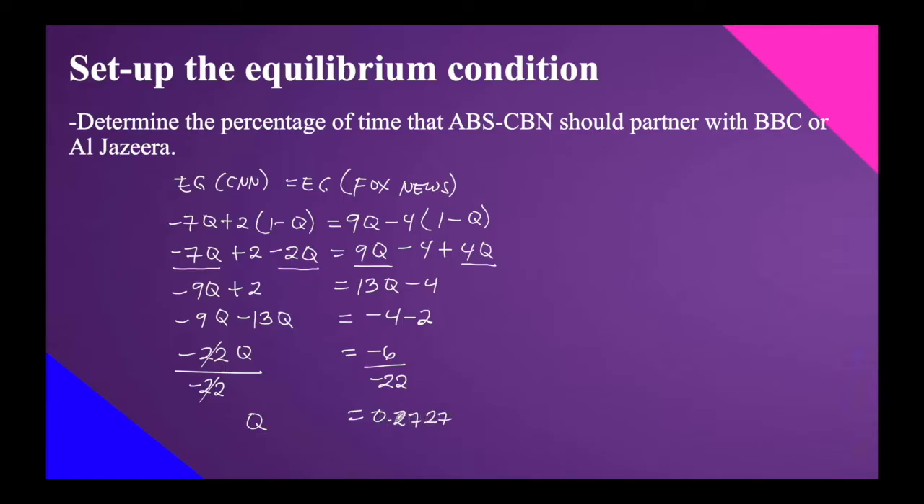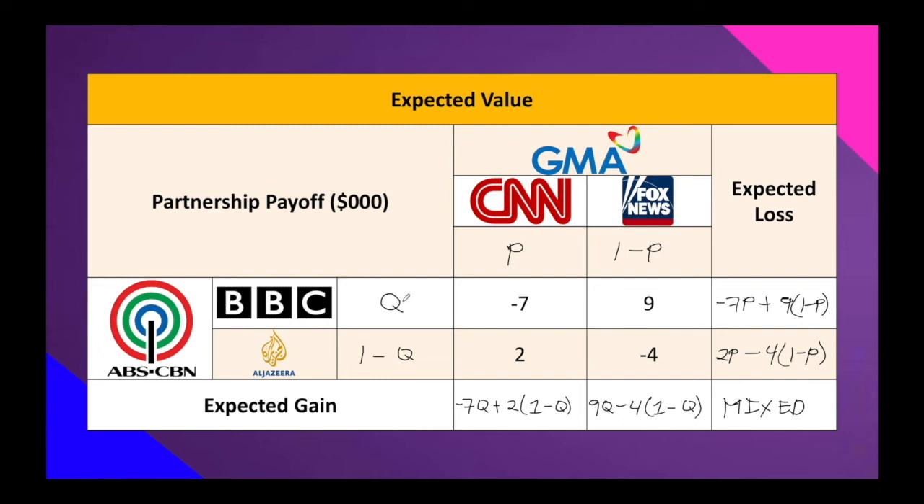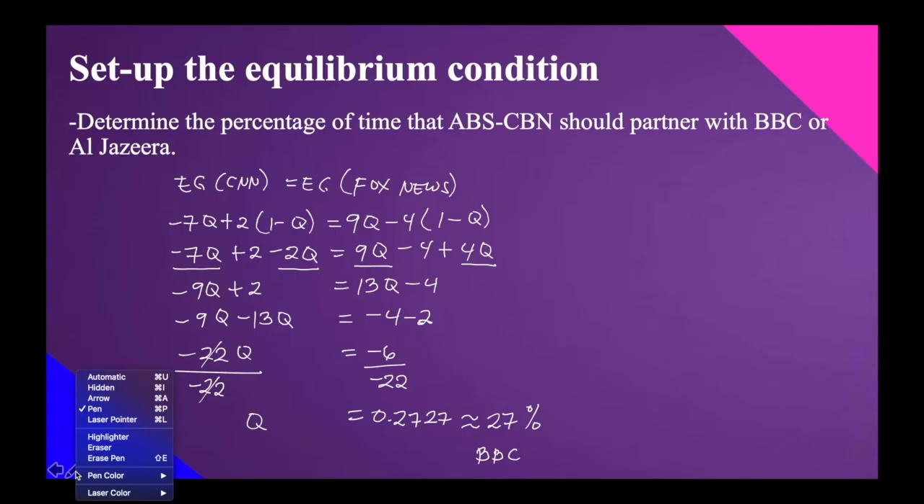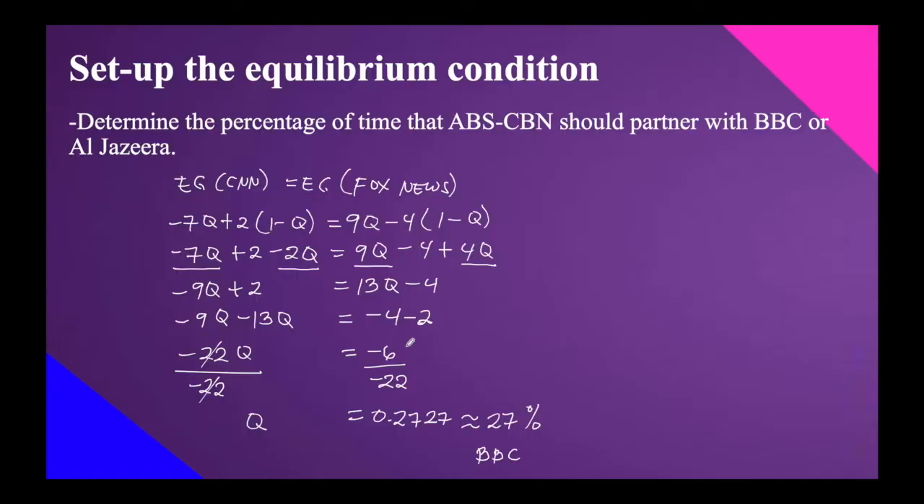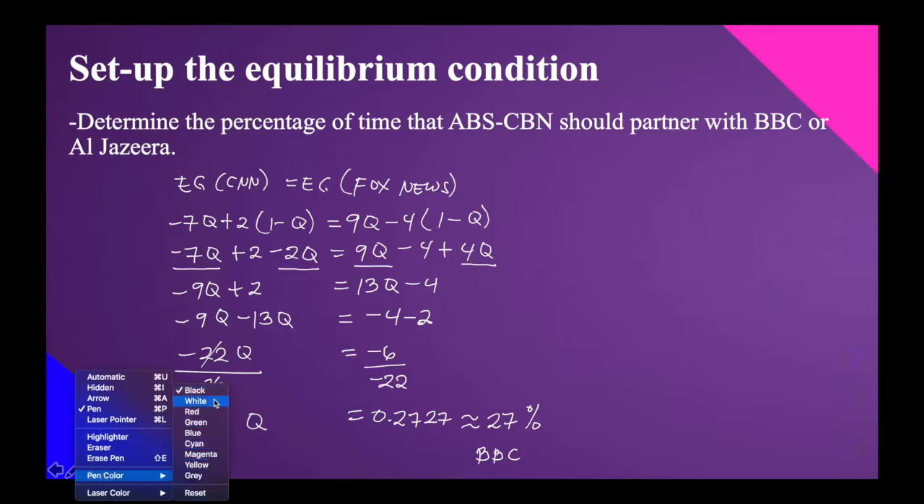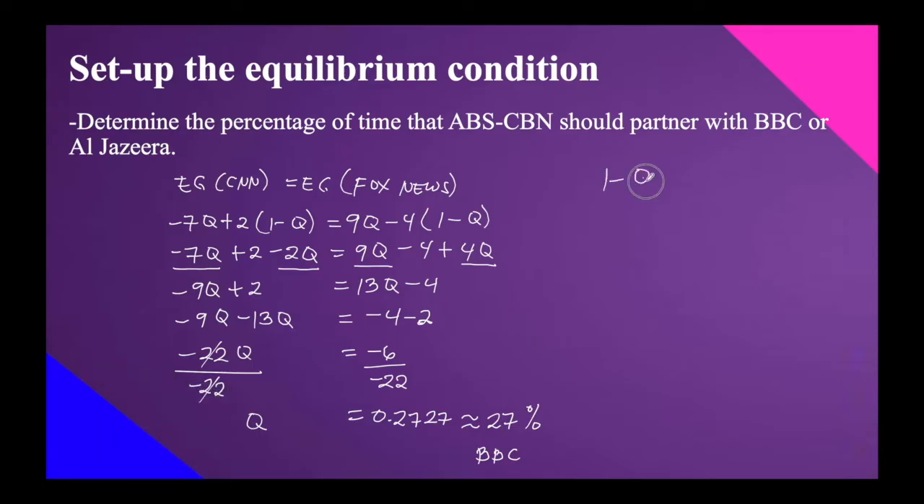0.2727. And this Q, guys, equivalent din siya, no, gawin nating percentage into 27%. This is now the percentage of time that ABS-CBN should partner with BBC. Bakit BBC? Dahil ayun yung Q eh. Ayun yung Q natin. Okay, now, we can actually write this sa ating table, no? So, punta tayo sa ating equilibrium condition na table. Since this is our letter Q, yan, pwede natin ilagay dito, 27% siya. Ayan, may value na siya ngayon. No? And since we already find the value of our Q, pwede na rin po natin malaman for now yung value ng ating 1 minus Q. And this is for Al Jazeera. Okay, so 1 minus Q is 0.27.